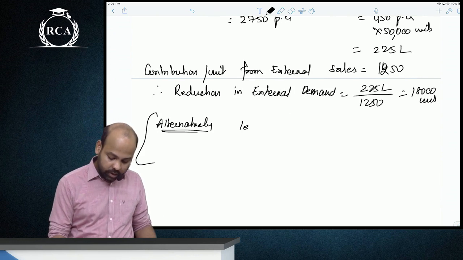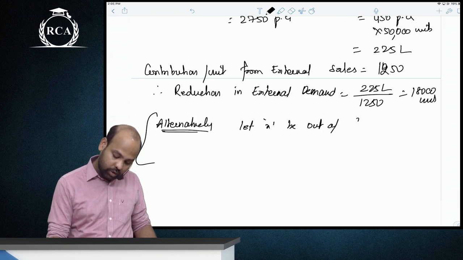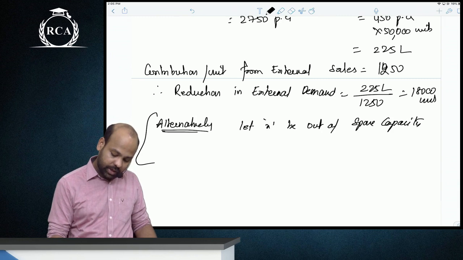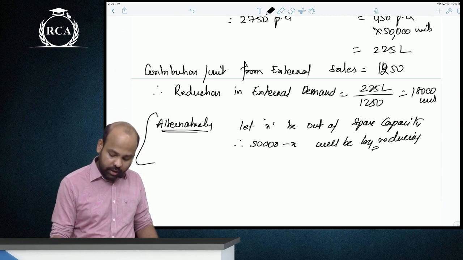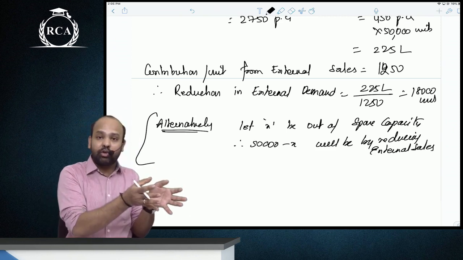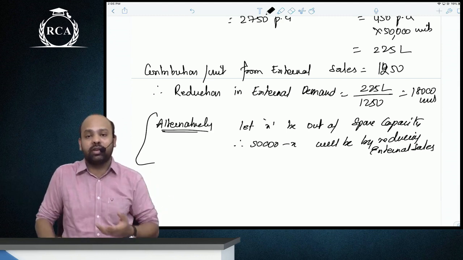Alternatively, let X be out of spare capacity. X units be out of spare capacity. Therefore, 50,000 minus X will be by reducing external sales. If you do not like the earlier one, you can write this. Total internal transfers are 50,000 units. Let X units be out of spare capacity, and the remaining 50,000 minus X will be by reducing external sales.